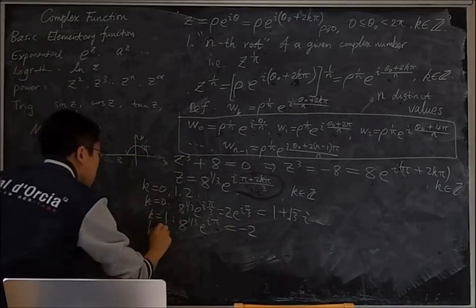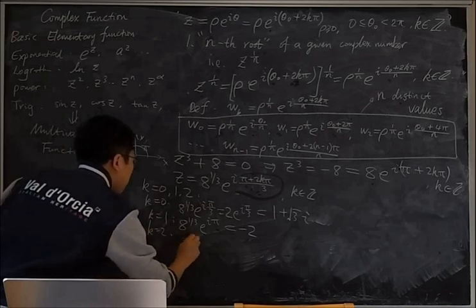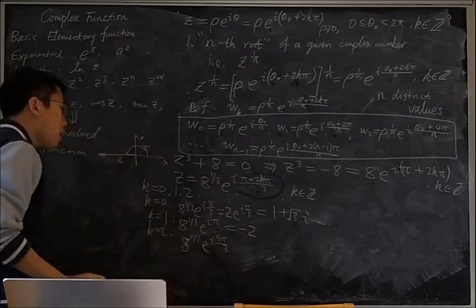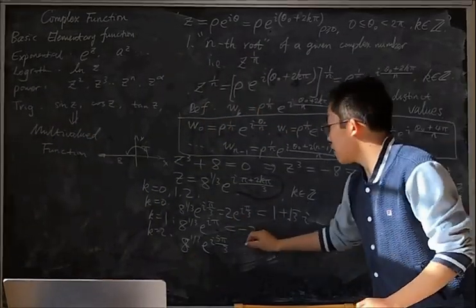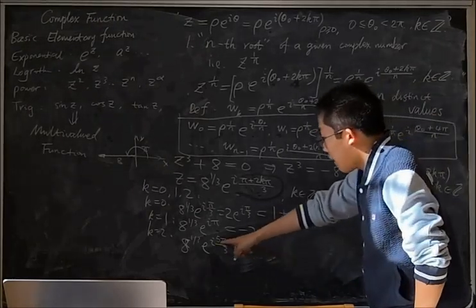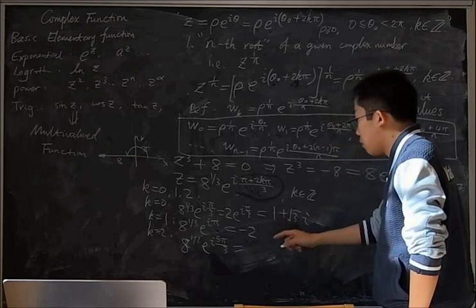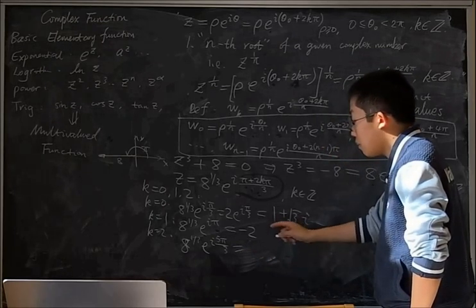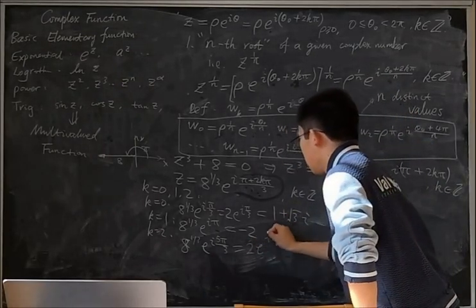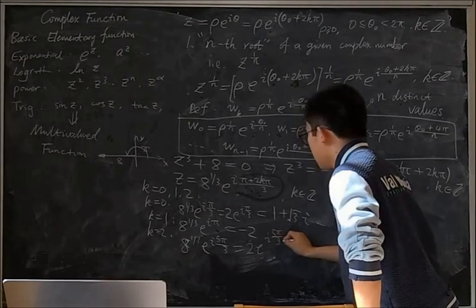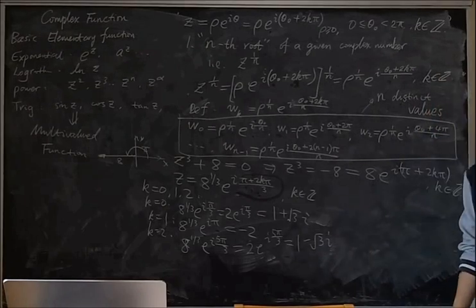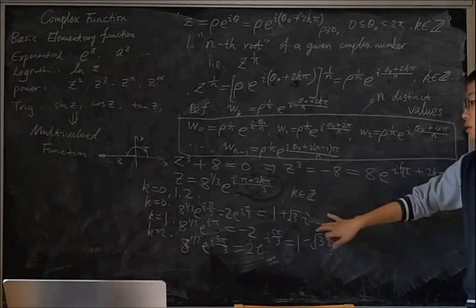Finally, when k equals 2, that's 8 to the power 1 over 3 times e to the i 5 pi over 3. Cosine of 5 pi over 3 is 1 over 2. Sine of 5 pi over 3 is negative square root of 3 over 2. So this is 2 times e to the i 5 pi over 3, and then just expand this. That's 1 minus square root of 3 i. So in this way, we get all the roots.